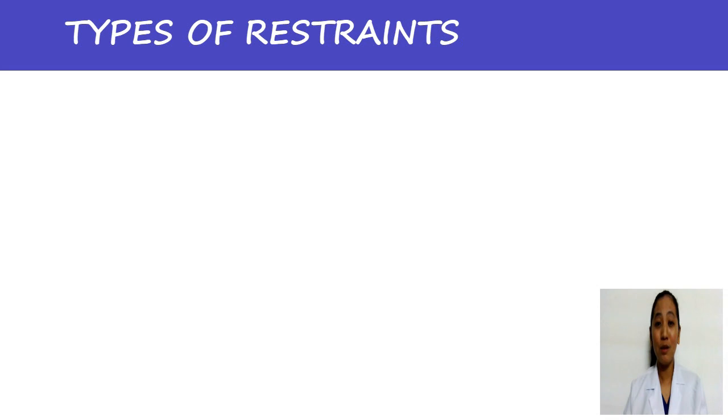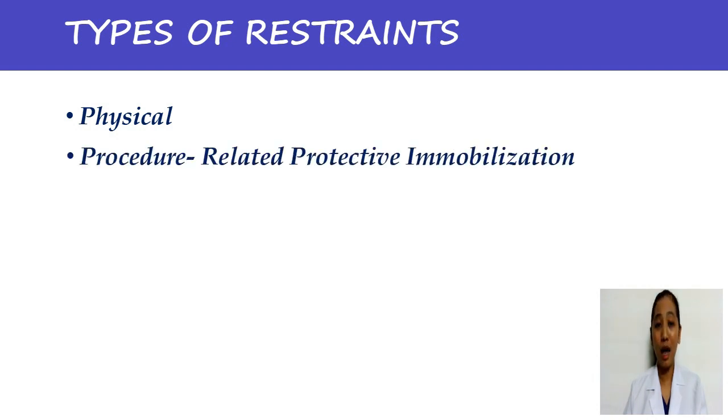We have different types of restraints. We have physical restraints, which means any manual method, physical or mechanical device, material or equipment involuntarily applied or positioned adjacent to the patient's body that he or she cannot easily remove, that restricts freedom of movement or normal access to one's body. We also have procedure-related protective immobilization, such as the temporary use of an arm board during intravenous administration and body restraints during surgery.